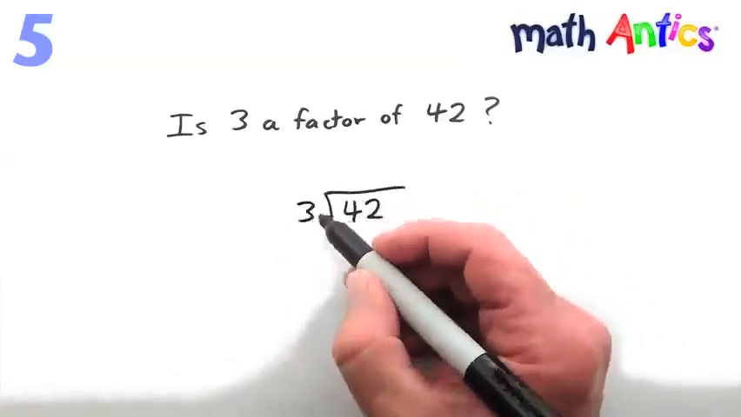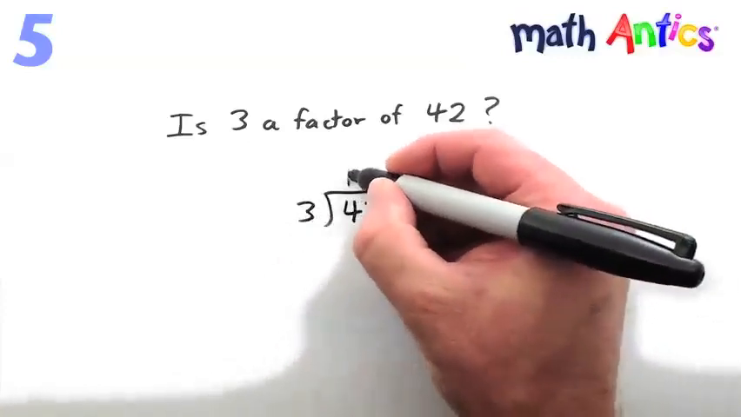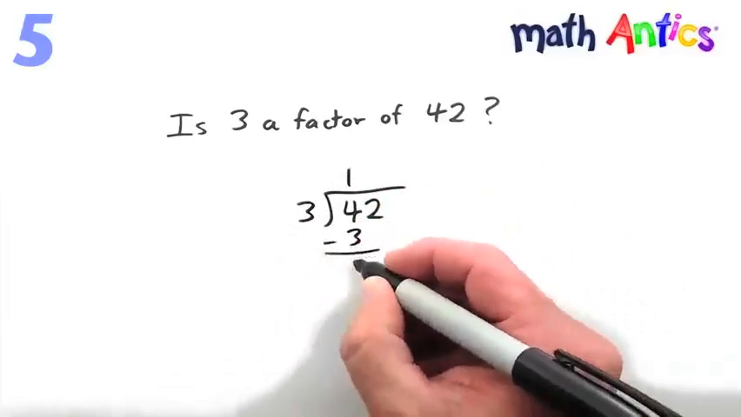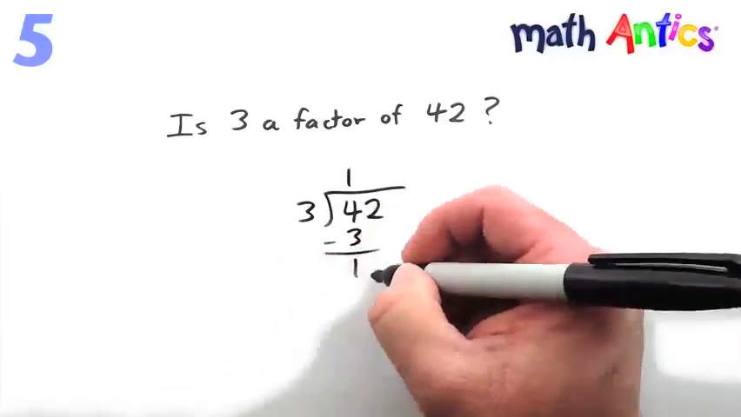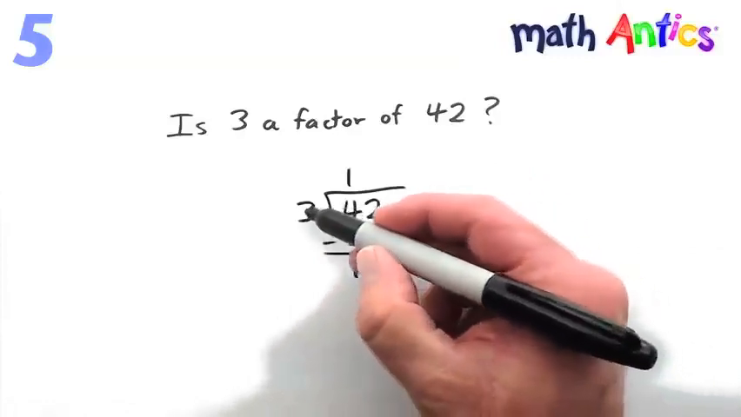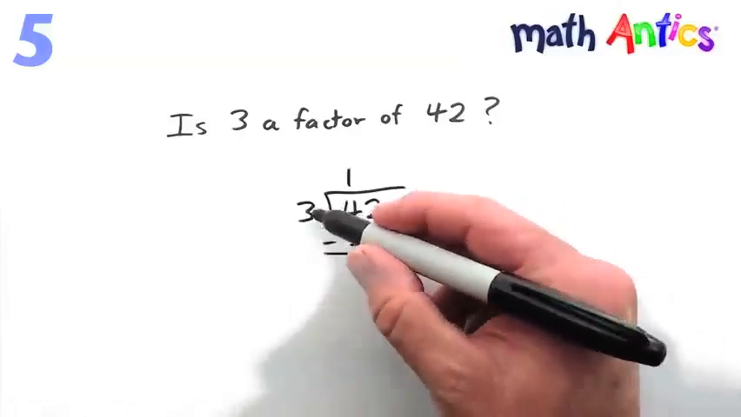Let's try to divide 3 into it and see if it will go in without a remainder. 3 will divide into 4 once. So let's put a 1 up here. 1 times 3 is 3. We subtract and we get a remainder of 1 here. But we have this 2 to bring down. So let's bring down the 2. Now our problem becomes 12 divided by 3.